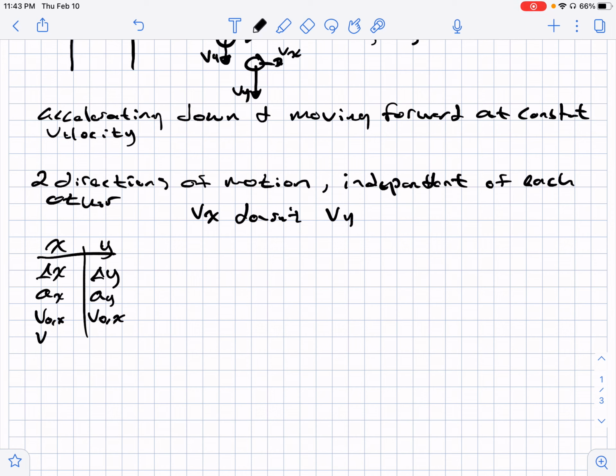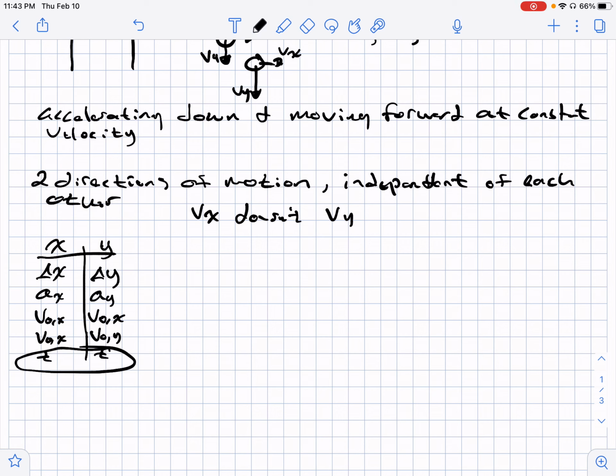We can have a final horizontal and a final vertical. And we have time. This right here is my bridge to connect these two independent directions of motion, because the time is going to be the same for both the horizontal and the vertical directions.